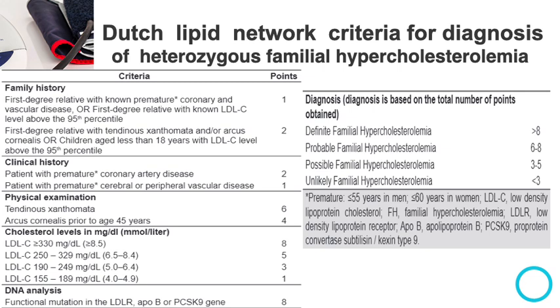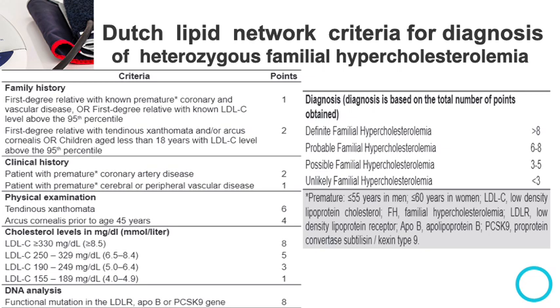Another criteria is the clinical history with regards to the presence of premature coronary artery disease and premature cerebral or peripheral vascular disease. When we say premature, these are events which occur in less than 55-year-old males or less than 60-year-old females. Physical examination is also considered, wherein those who have tendinous xanthomata and arcus cornealis prior to the age of 45 years old are assigned specific points. Cholesterol levels are also graded based on its severity and its corresponding points.